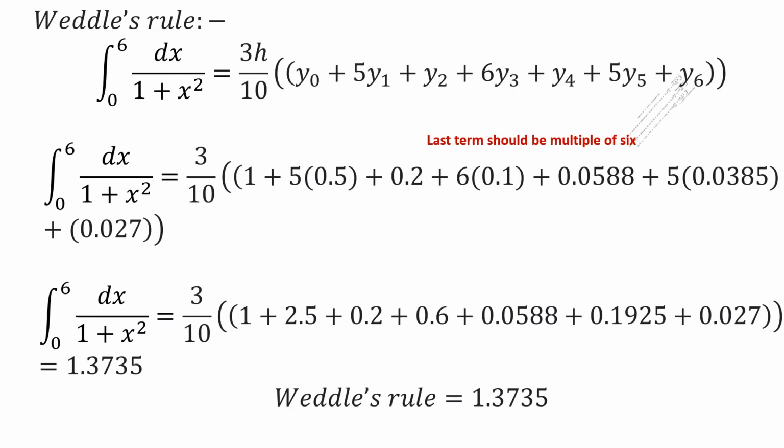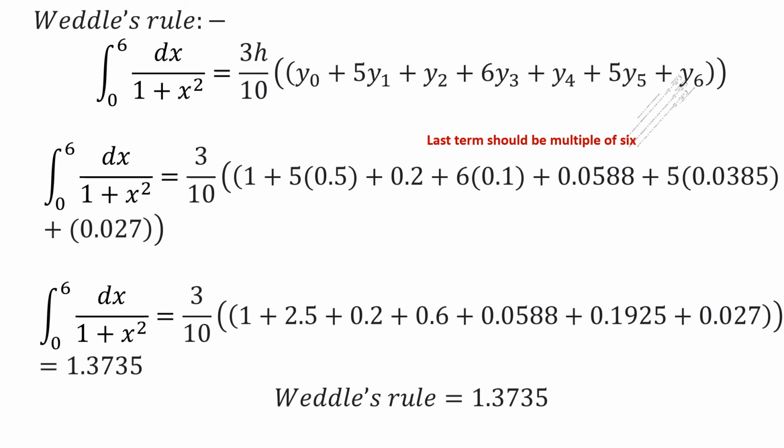The next is basically Weddle's rule. You see the Weddle's rule: 3h by 10, y0, y5, then the terms with coefficients 5, 1, 6, 1, 5, 1, and the last term. The last term should be a multiple of 6 only, meaning we divide by 6 only. In this way we can do it. If you take higher terms, like 12, the number of terms will increase, so accordingly the calculation becomes tedious. The simplest we have taken.